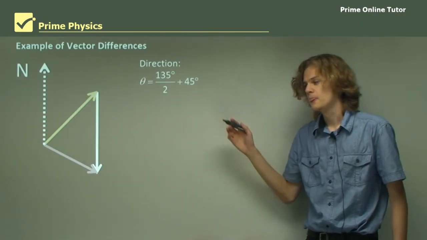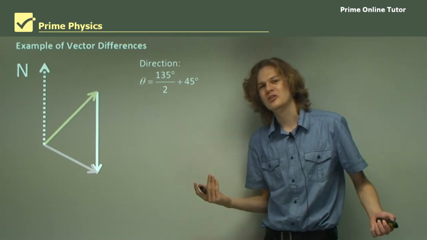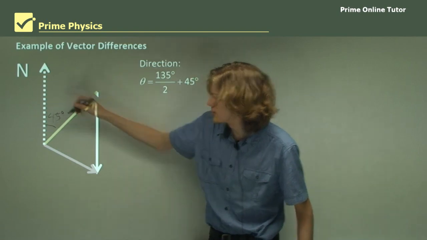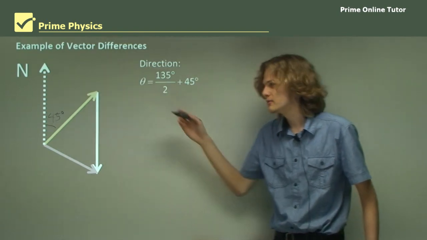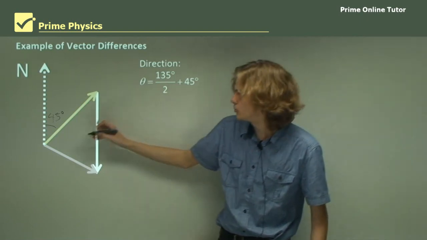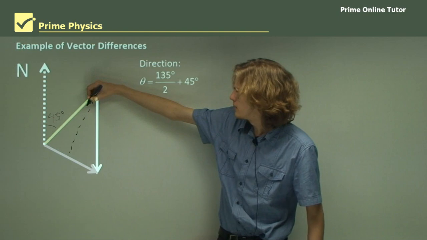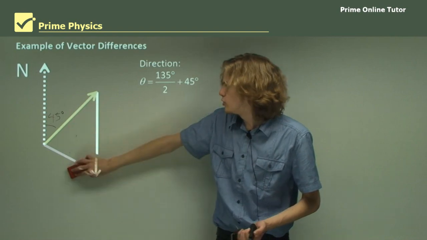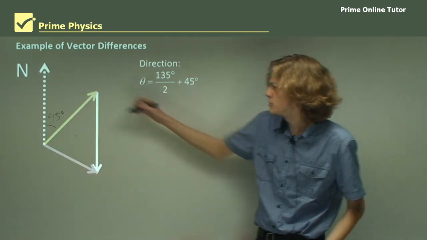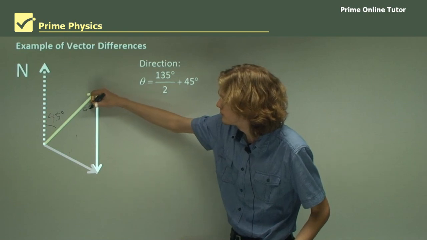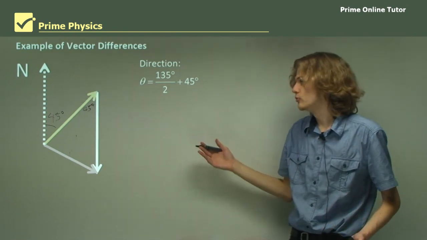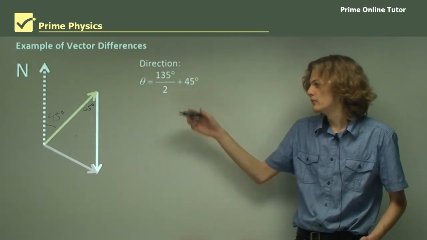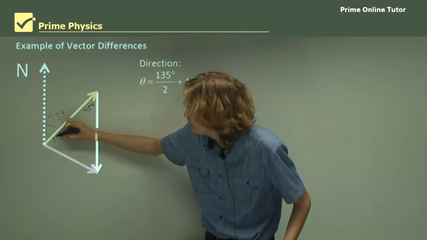So to find the direction, we need to work with a few angles. So we know that this angle is 45 degrees, because of course that's the angle between north and northeast. And here we can find a little right angle triangle. The top angle of the triangle is 45 degrees, of course, because of the alternate angles. And so we know that the bottom two angles must add to 135 degrees. So the value of the angle of each corner is half of 135.